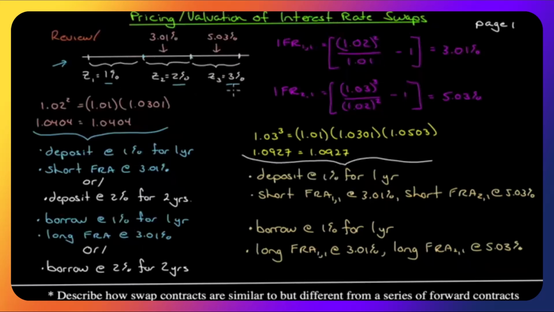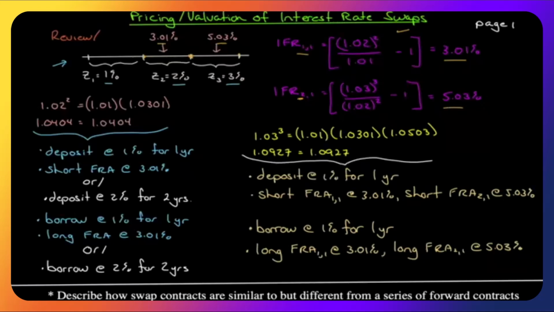If we have these three spot rates, we can calculate what the implied forward rate is between these two periods of time and these two periods of time. The implied forward rate for the 1 year period, 1 year out, is 3.01%. We've seen this. And the implied forward rate for 1 period, 2 periods out, is 5.03%.